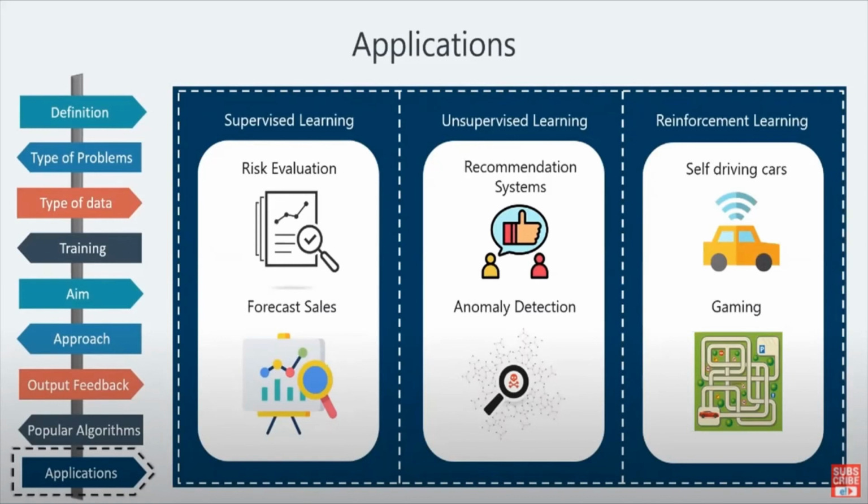Coming to unsupervised learning, the recommendations you see when you shop online, for example if you buy a book on Amazon, you get a list of recommendations. These are all done by unsupervised learning algorithms. Other applications include anomaly detection, credit card fraud detection, and so on. Reinforcement learning is used in self-driving cars and building games, and all of that. One famous example is the AlphaGo game. I'm sure all of you have heard of that. So guys, those were the major differences between supervised, unsupervised and reinforcement learning.